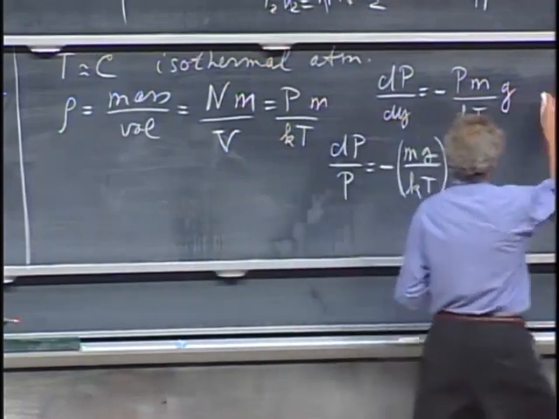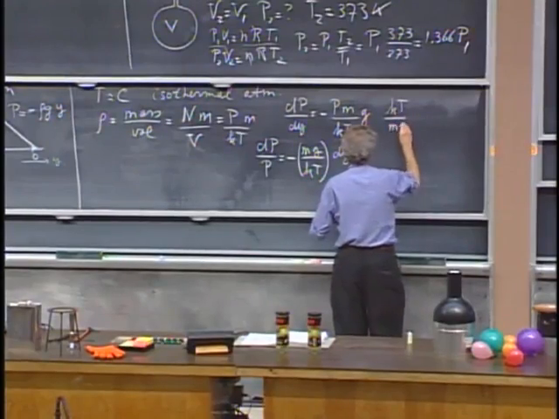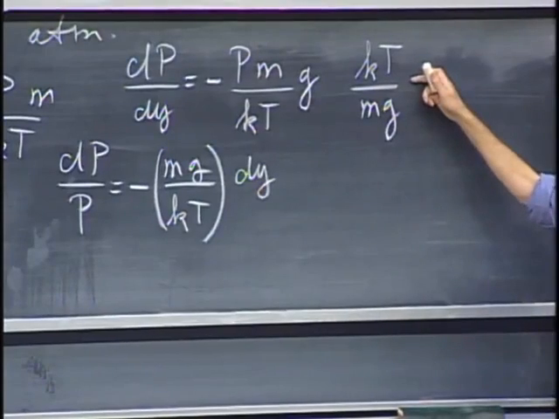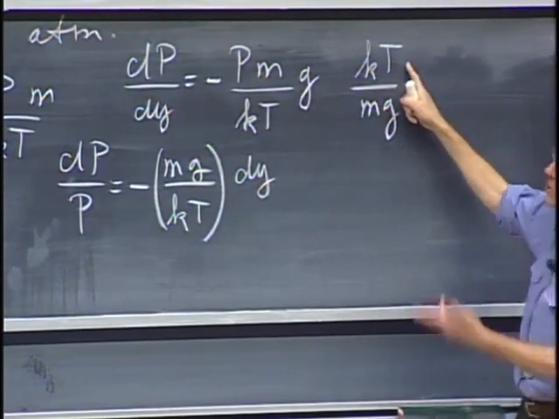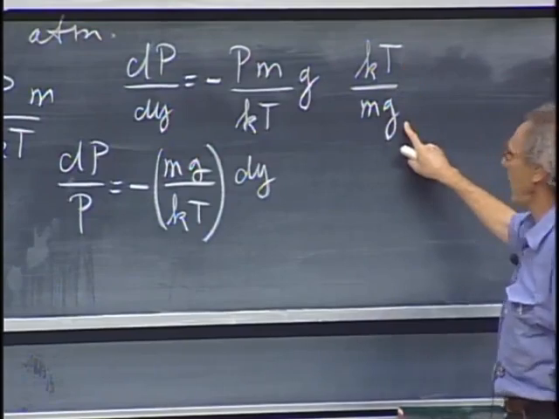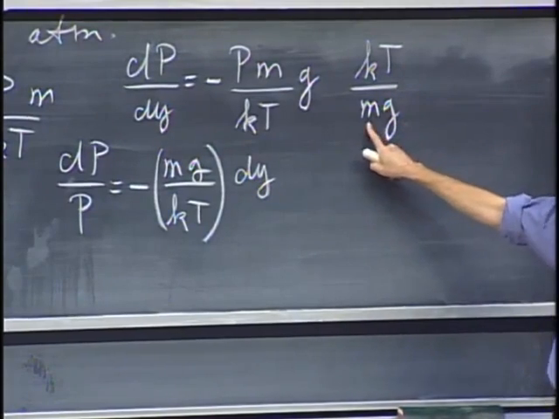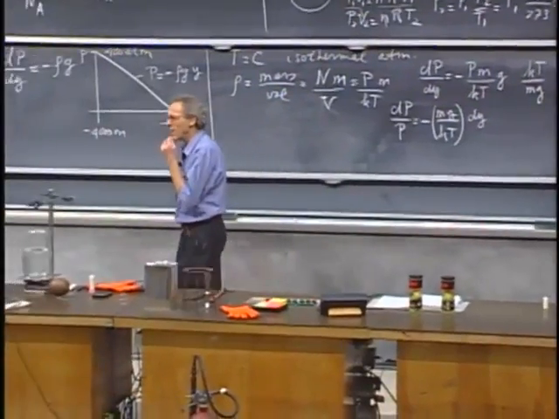In fact, I can calculate what kT over mg is. That should then have a dimension of length. I know k. I know T. I take 0 degrees centigrade, so T is 273. I know what g is. What do I take for the molecule, a molecule of air? What is an air molecule?